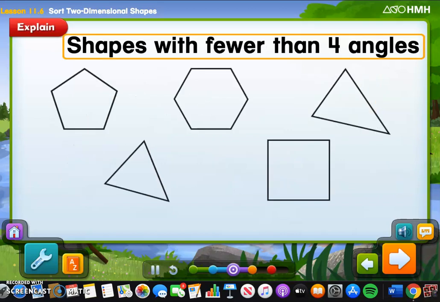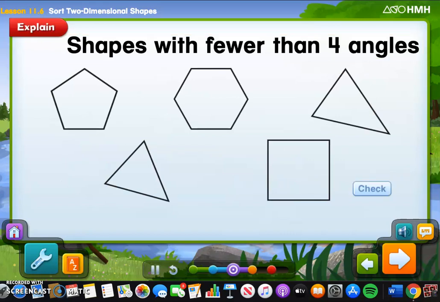Here's another rule about shapes. Shapes with fewer than 4 angles. Okay. Select the shapes that match the rule. So shapes with fewer than 4 angles. All right, so now we can count the angles of each shape.